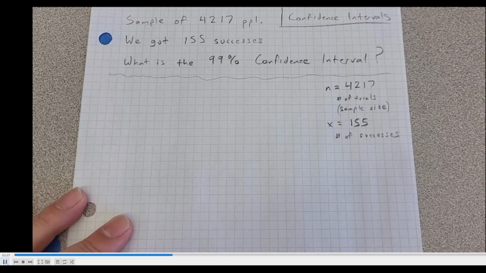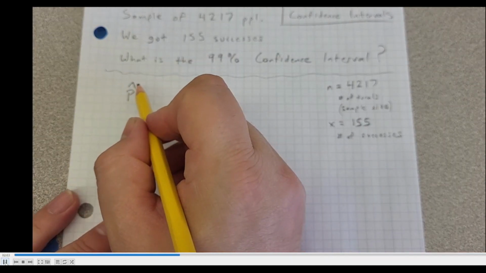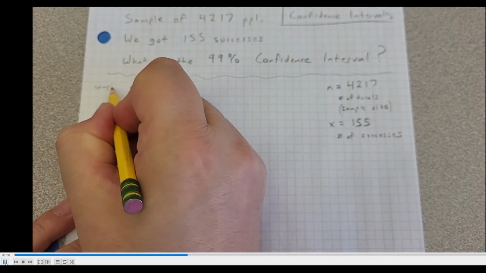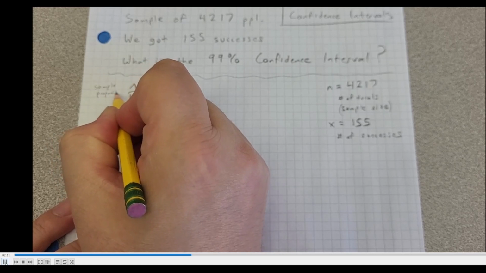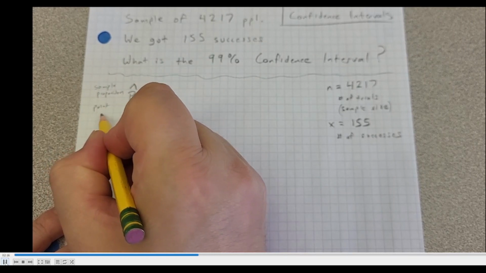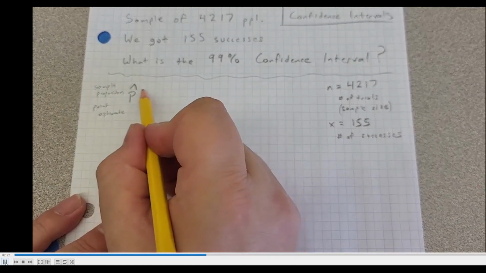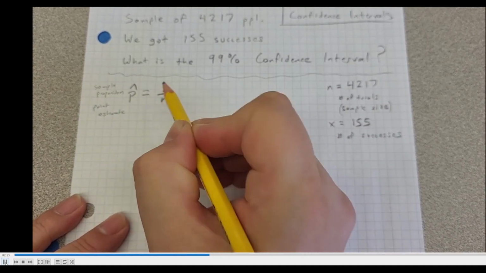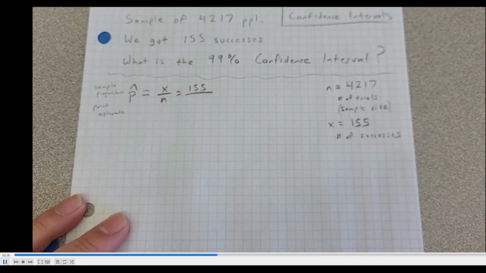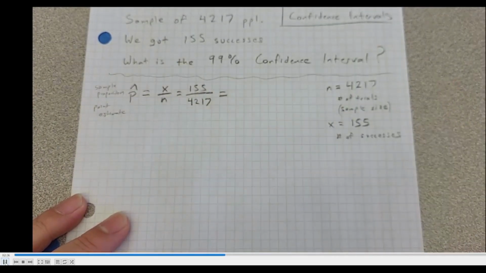So I like to go through the question and pick apart my important numbers just so that I can be sure of what I am dealing with and I don't have to keep looking through the question. Okay, if you remember, step 1 was to find the sample proportion, otherwise known as the point estimate. In this case, since we're talking about proportions, we are talking about the p-hat. This is a situation for proportions because we got successes and failures. We got 155 successes to be sure out of 4,217 people.